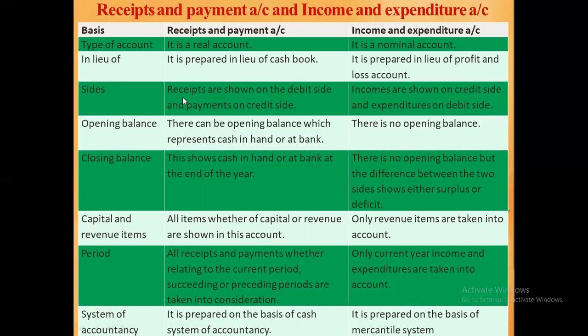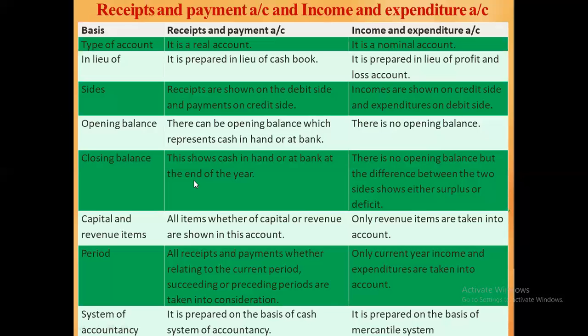In the receipt and payment account, receipts are shown on the debit side and all the payments are recorded on the credit side. But in the income and expenditure account, all incomes are recorded on the credit side and expenditures are recorded on the debit side. Generally, the receipt and payment account starts with opening cash and opening bank balance. But there is no opening balance in income and expenditure.